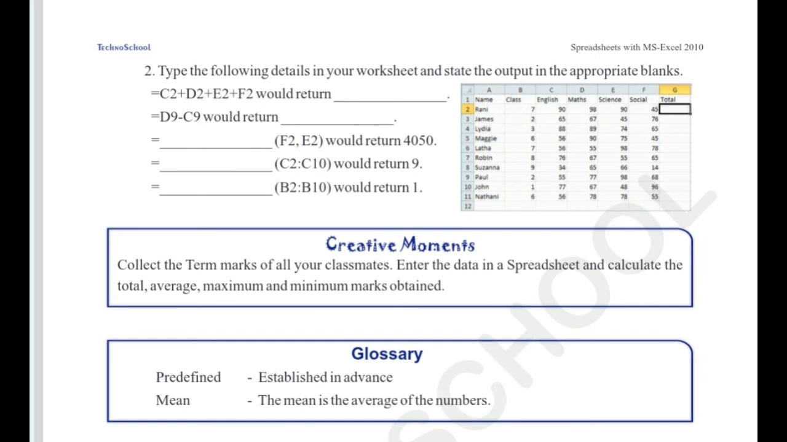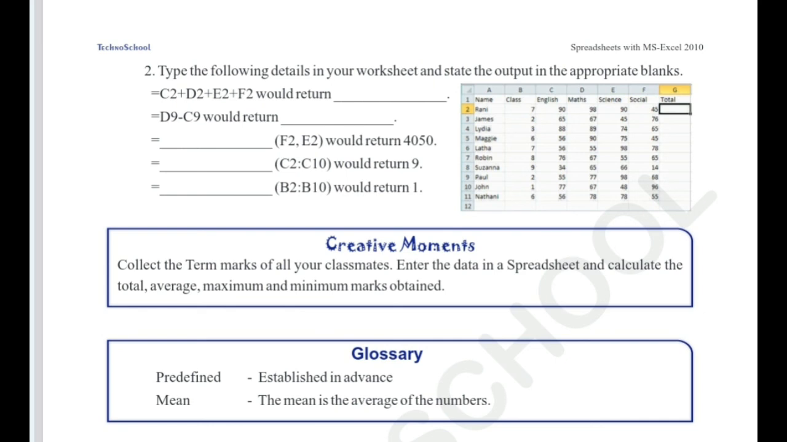Next part is the glossary. Predefined means established in advance. What do you mean by predefined? Already they have done it. Formulas are already created in MS Excel. We just click the icons and we get the values. That is predefined. User defined means we have to design our own formula as per our requirements. So this is the difference between predefined and user defined. We have two types of functions in MS Excel: user defined and predefined. Got it, children?